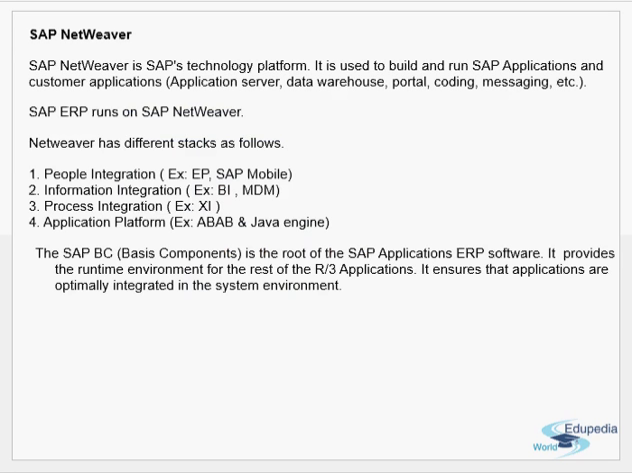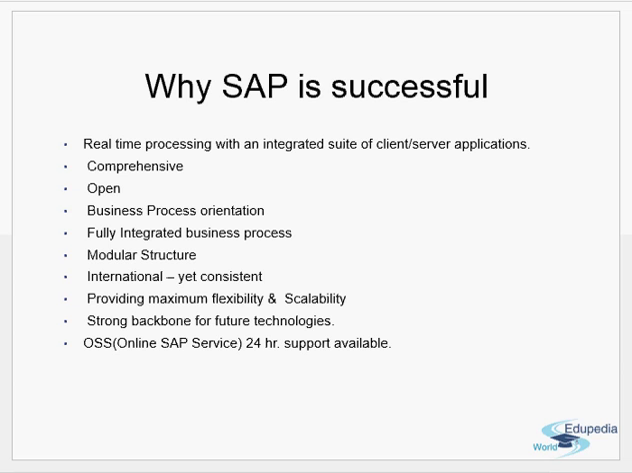And similarly how the technology platform also improved. So what is SAP NetWeaver and Basis? We have seen in this slide, it's a core technology platform on which all these applications are built and executed. Even NetWeaver has different stacks like people integration, information integration, process integration, and the actual underlying application platform. Earlier it was known as Basis, now it's known as NetWeaver.